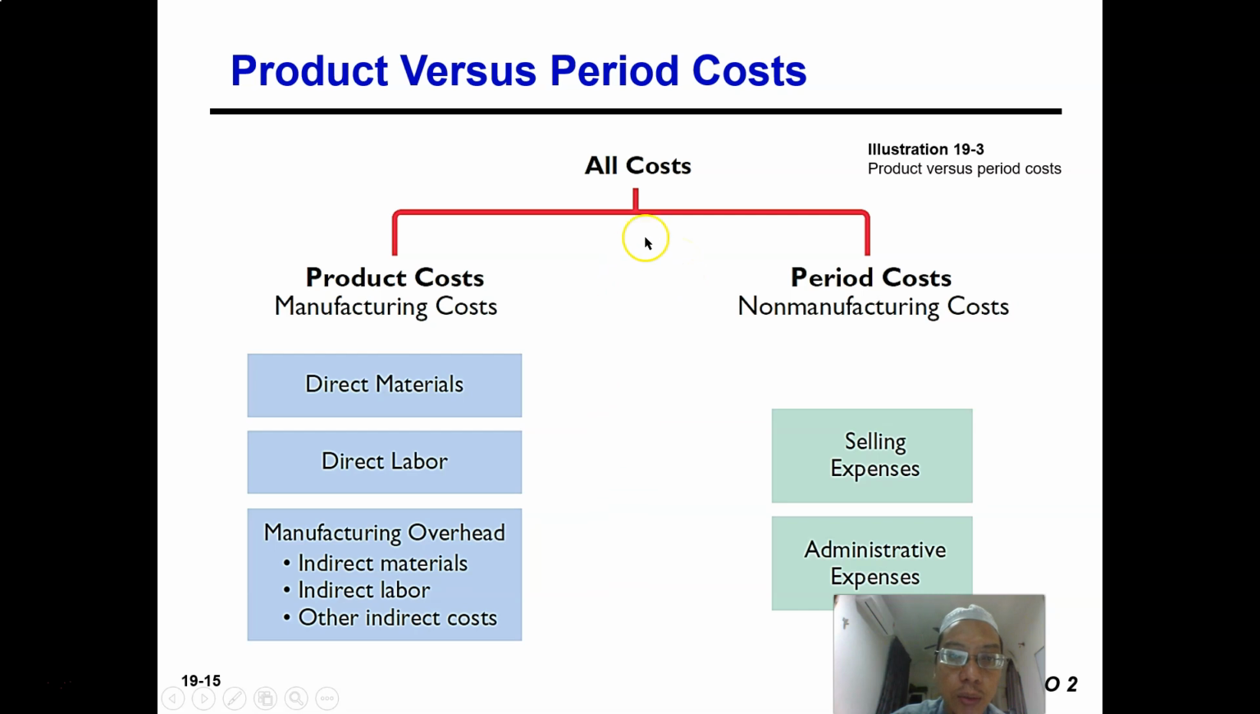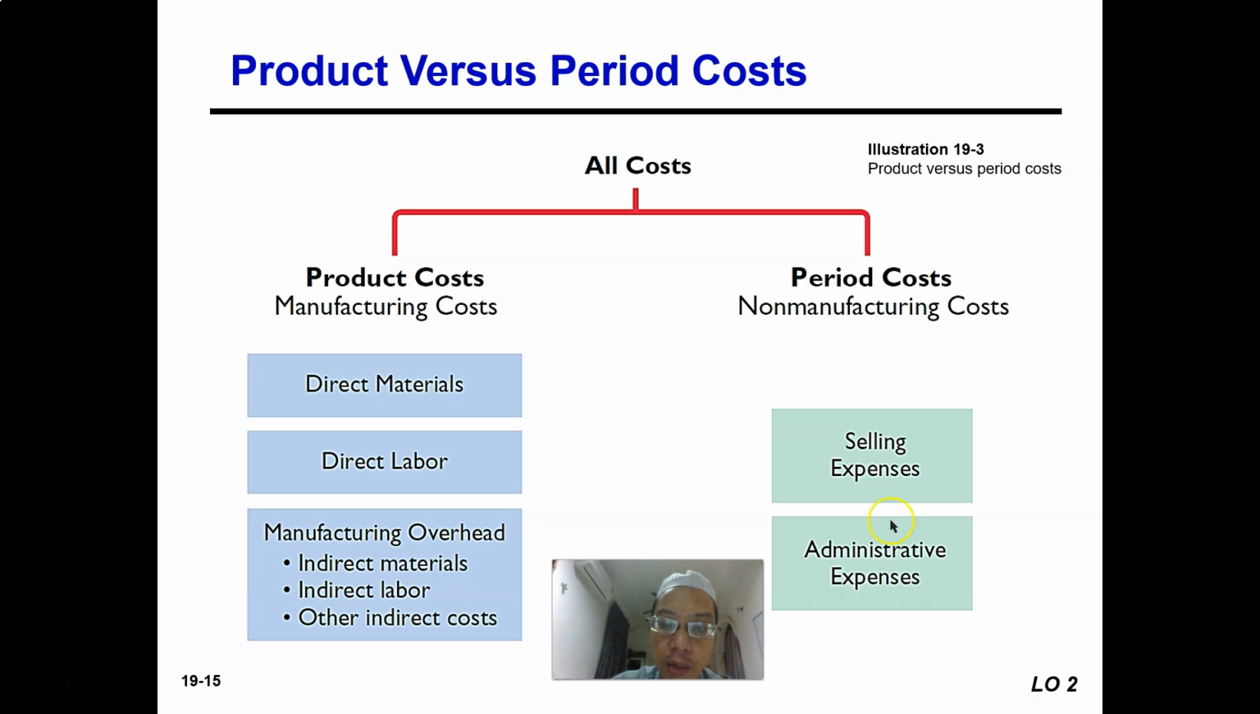So as a summary, a manufacturing company would have two major types of costs: the product cost, also known as manufacturing costs, and the period costs, which are non-manufacturing costs. Some of those costs, if we further break them down, will be the selling expenses and administrative expenses, whereas the manufacturing cost will be the direct materials, direct labor, and manufacturing overhead. In this topic we will be focusing on calculating the manufacturing cost. We have covered non-manufacturing costs in our previous lectures indirectly.